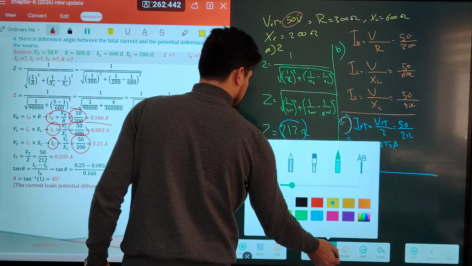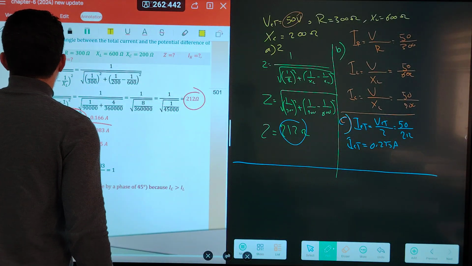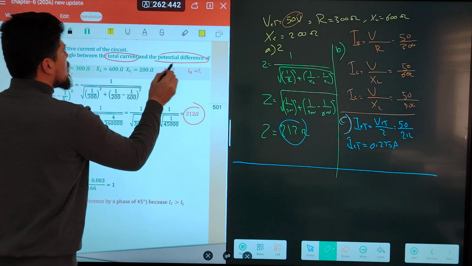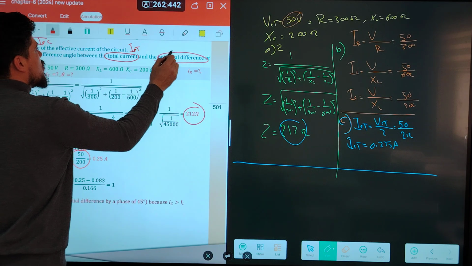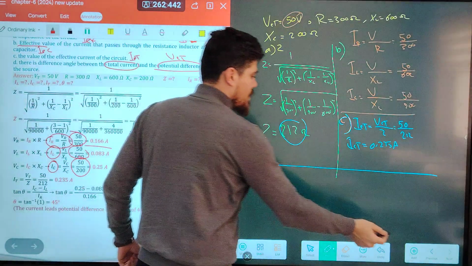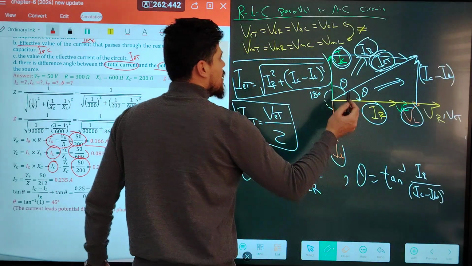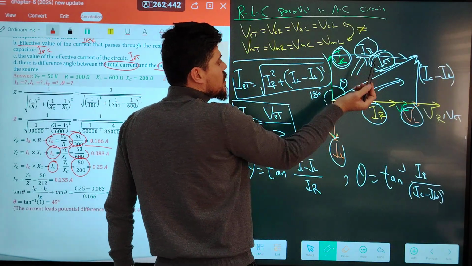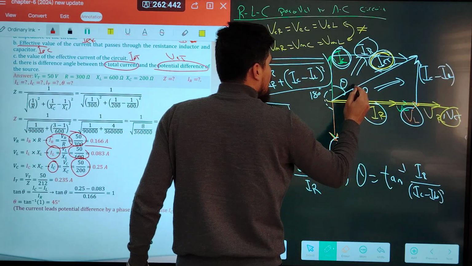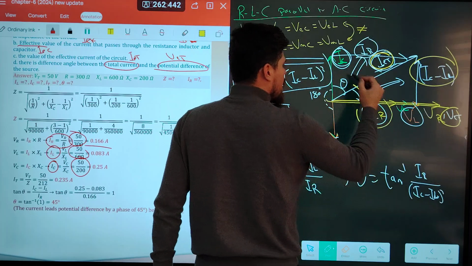The last one, branch D. Guys, be careful. What is unknown? The phase angle between the total current and the total potential difference, IE total and VE total. Let's go back to the previous slides. Guys, look. Where is the angle between IE total and VE total? This is IE total and this is VE total. This angle is unknown. It is IC minus IL over IR.